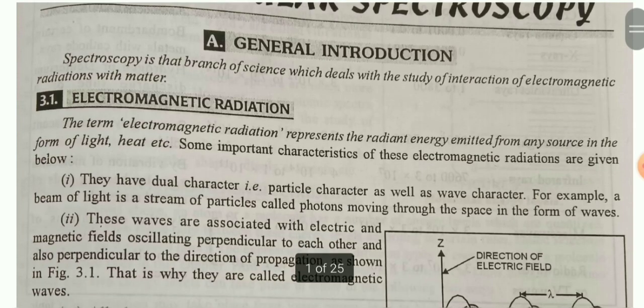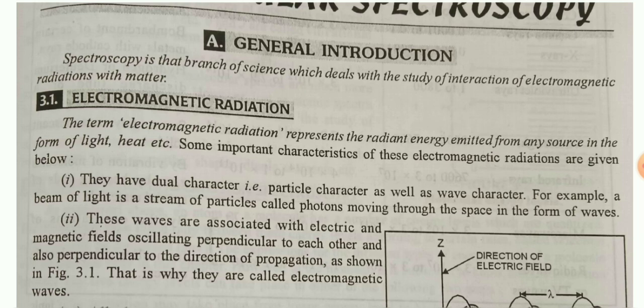General Introduction. Spectroscopy is that branch of science which deals with the study of interaction of electromagnetic radiation with matter. Heading 3.1, Electromagnetic Radiation. The term electromagnetic radiation represents the radiant energy emitted from any source in the form of light, heat, etc. Some important characteristics of these electromagnetic radiations are given below.